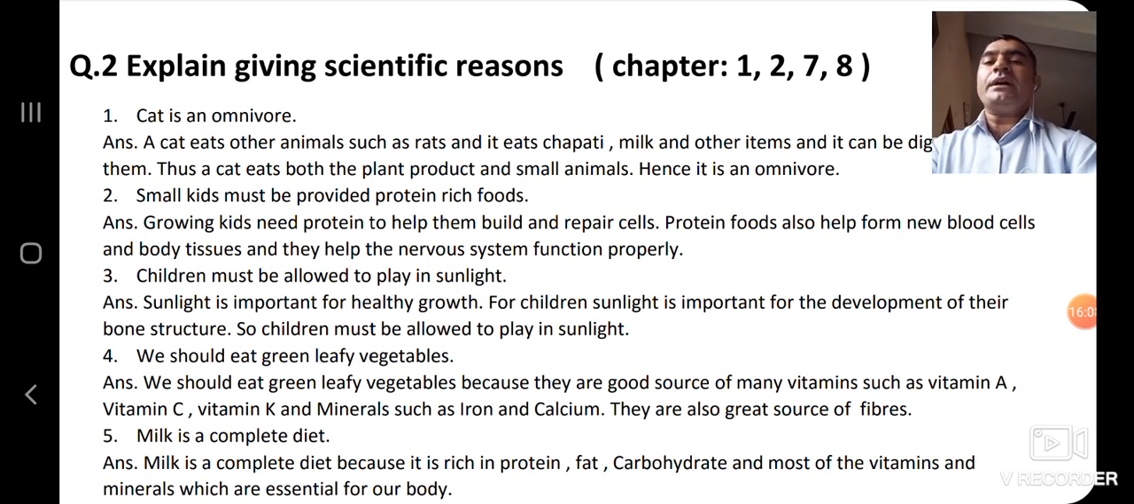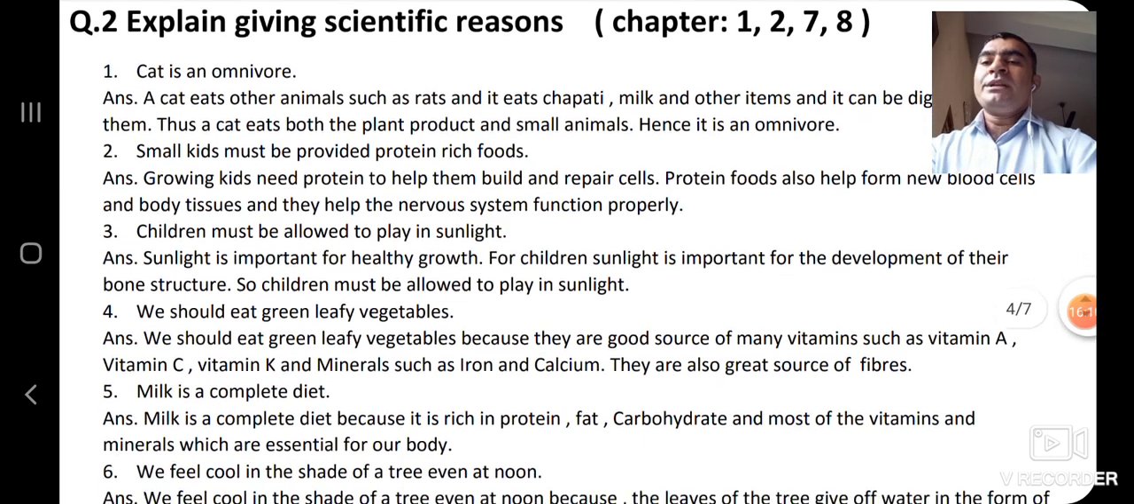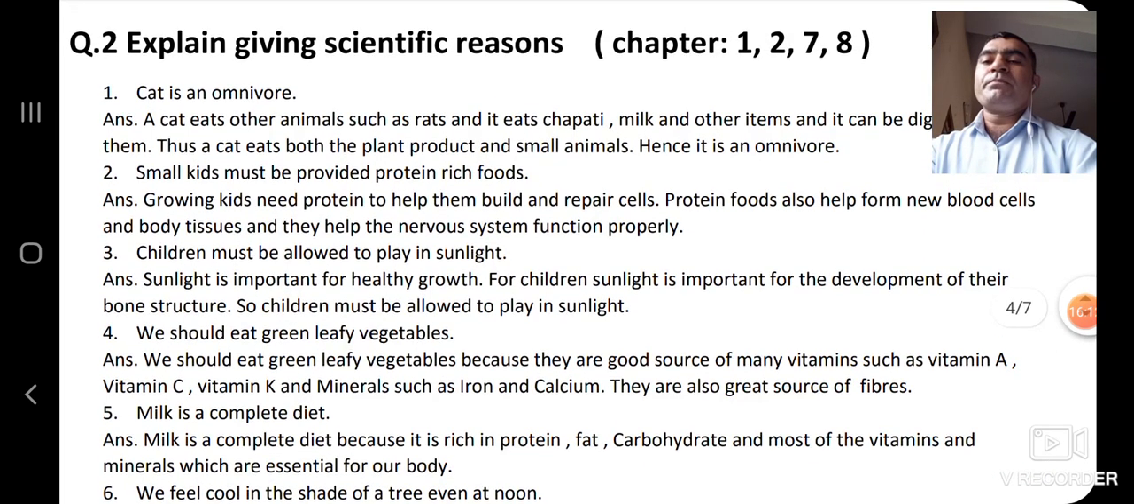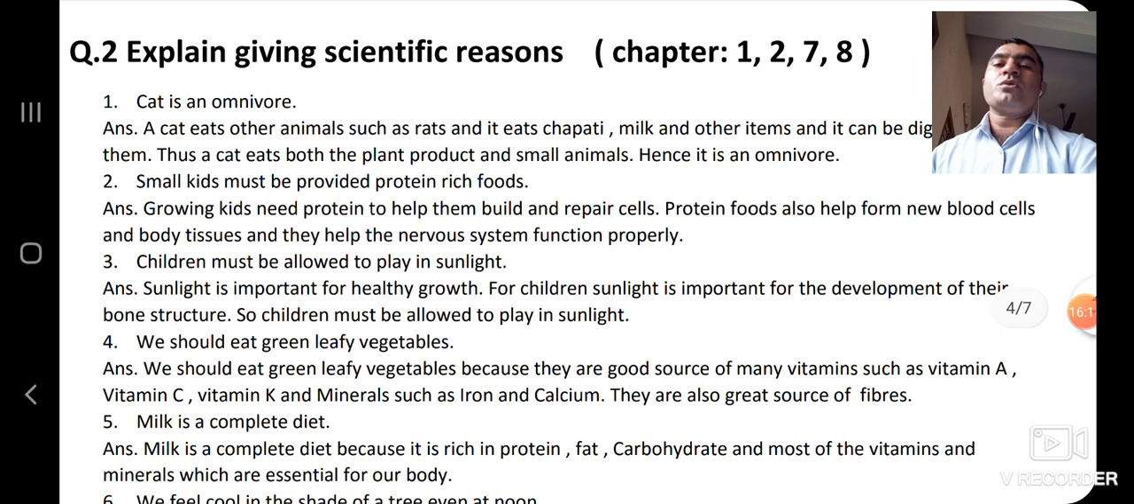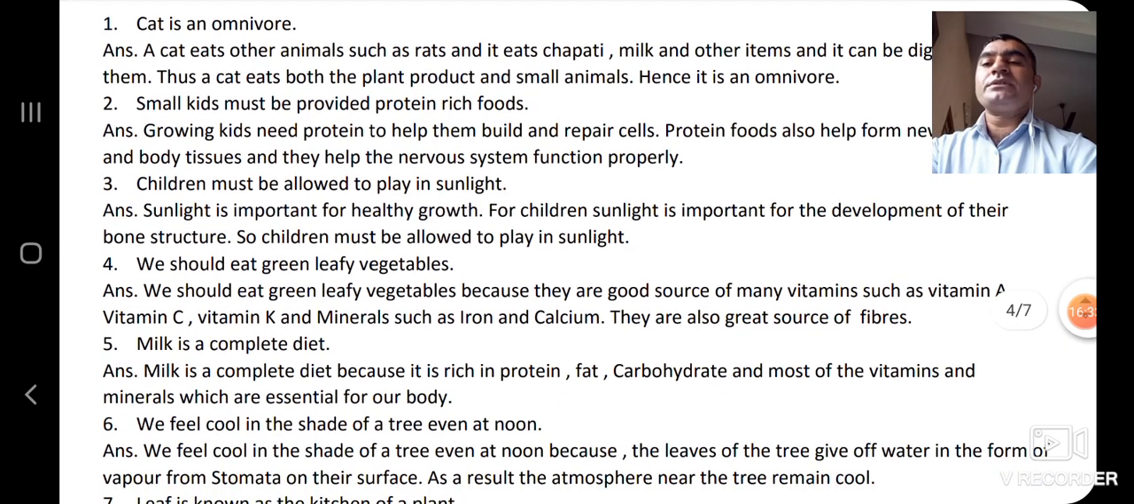Milk is a complete diet. Milk is a complete diet because it is rich in protein, fat, carbohydrates, and most of the vitamins and minerals which are essential for our body. Why is milk known as a complete diet? Because it is rich in fats, carbohydrates, protein, vitamins, or we can say it contains most of the nutrients. So it is known as a complete diet.